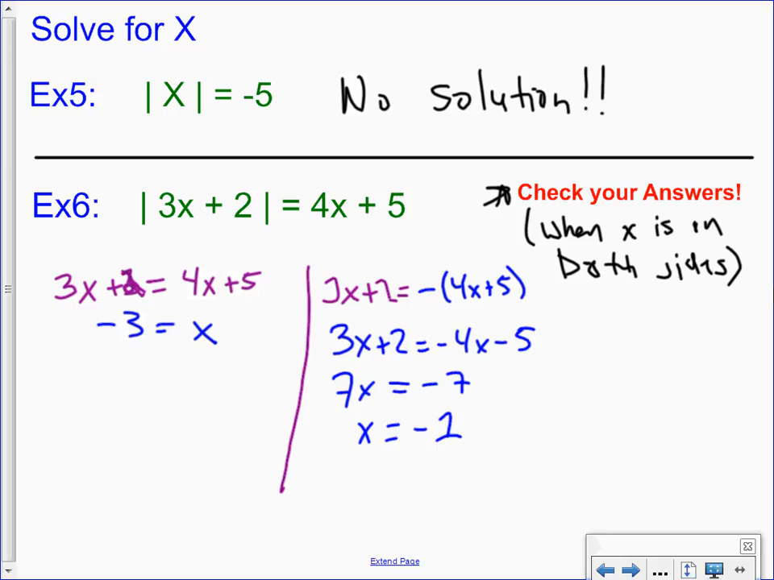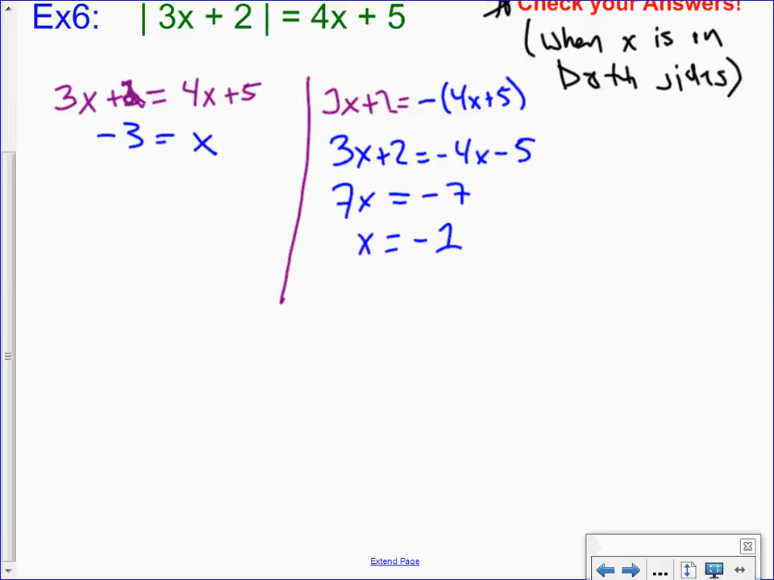You can definitely type this into your calculator to check your answers, but I'm going to write out the check so that on your notes you can remind yourself that you have to take a look at it. The original question was absolute value of 3x plus 2. So is the absolute value of 3 times negative 3 plus 2 equal to 4 times negative 3 plus 5? Is it? Absolute value of 3 times negative 3 is negative 9 plus 2 is negative 7. True?